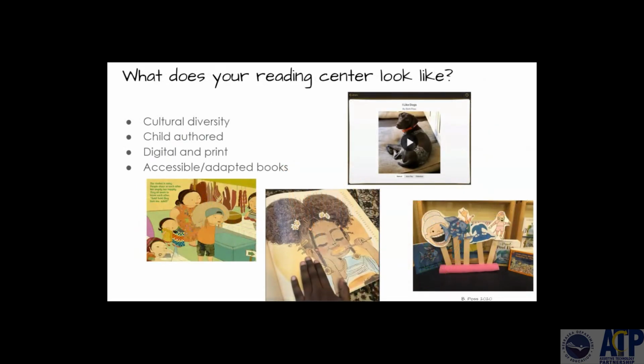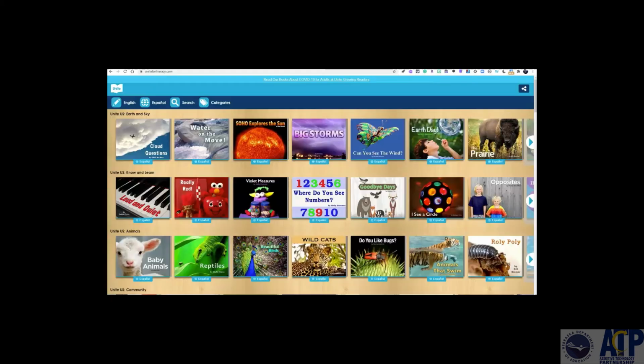Let's examine the Reading Center from the social perspective. It should include both digital and print books with diverse characters and in multiple languages. It should also include books that acknowledge young learners as authors with both digital and print books created by the children themselves. Ensure that there are accessible and adapted books and resources that allow children to engage with each other socially in interactive book reading, such as these stick puppets.